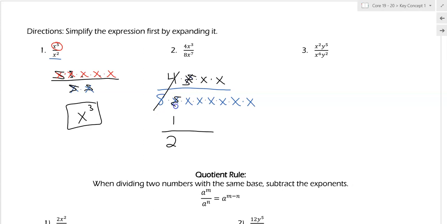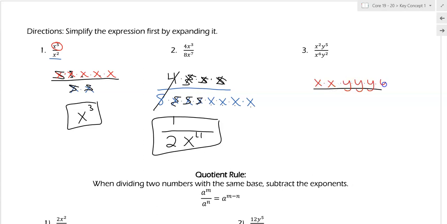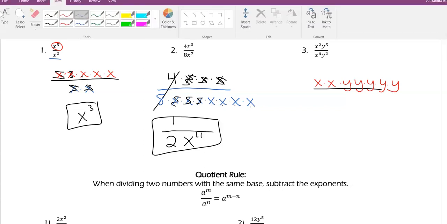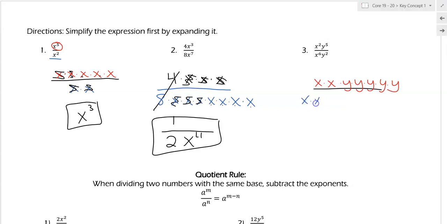Same thing here, x, x, x, x. All right, so I can get rid of 3 x's. And if I look, I have 1, 2, 3, 4 x's on the bottom. Okay, so wherever the x's are, that's where they need to stay. Last one. 2 x's on top and 5 y's, 6 x's on bottom and 2 y's.